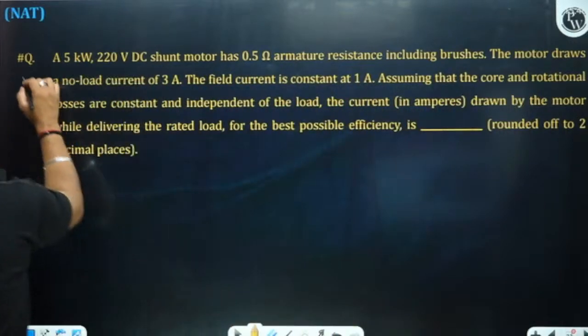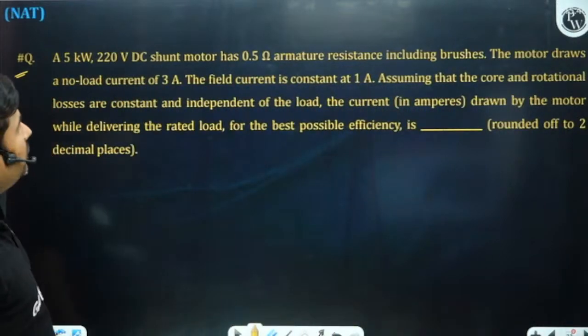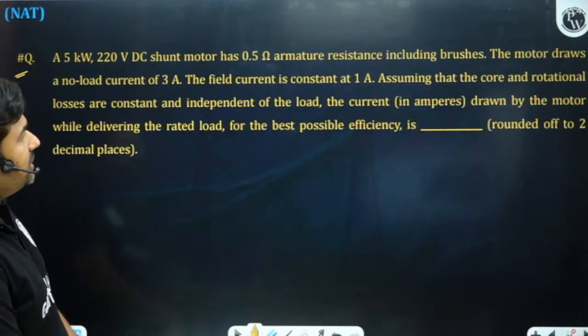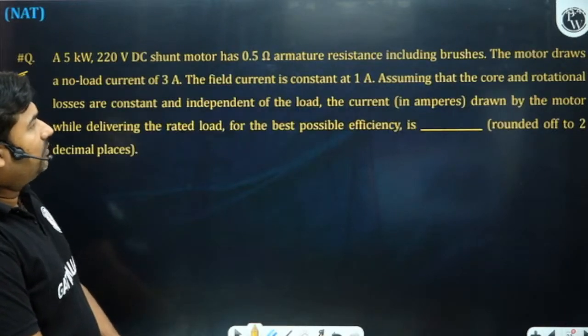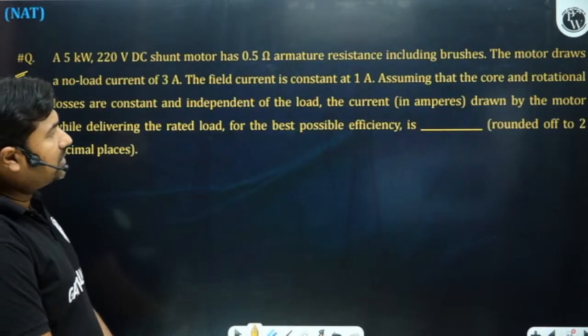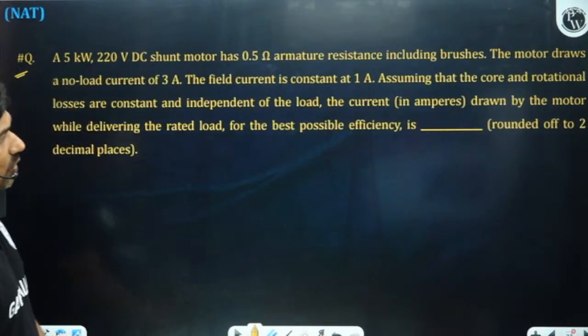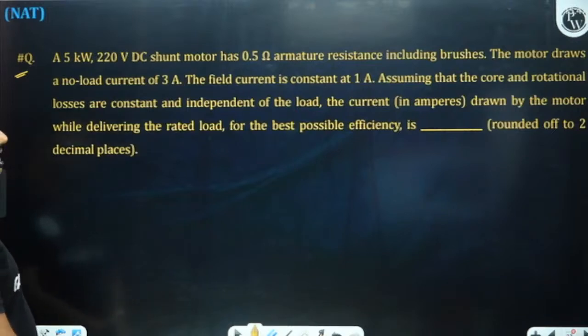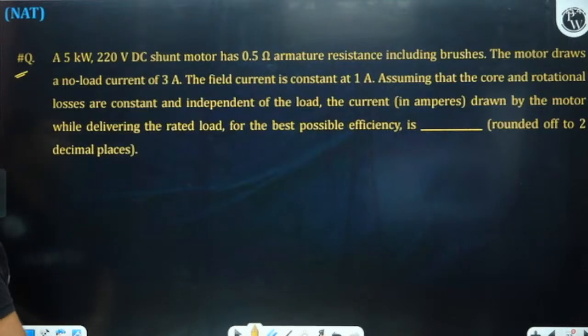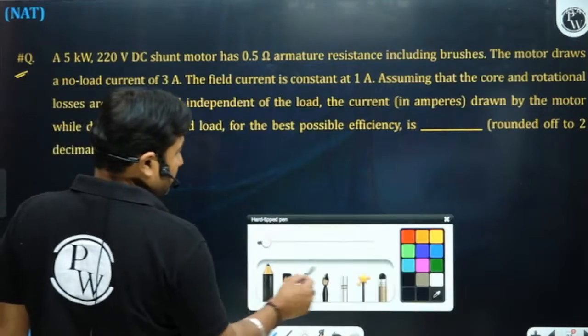Let's make one more question. A 5 kilowatt 220 volt DC shunt motor has an armature resistance including brushes 0.5 ohm. Motor draws a no load current of 3 ampere. The field current is constant at 1 ampere. Assuming that the core and rotational losses are constant and independent of the load, the current drawn by the motor when delivering rated load for the best possible efficiency is?